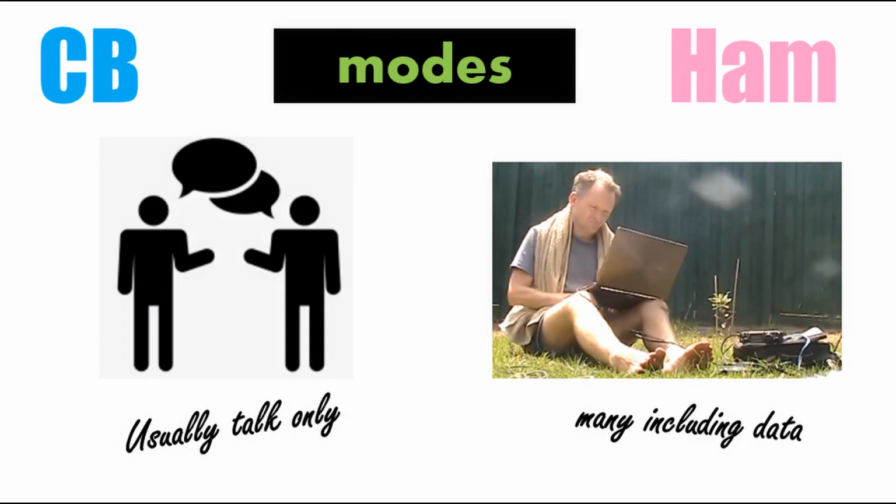Other thing is transmitting modes. Difference number 4. With CB, you can only talk. Whereas with amateur radio, you can not only talk, but also send pictures, text, and Morse code.